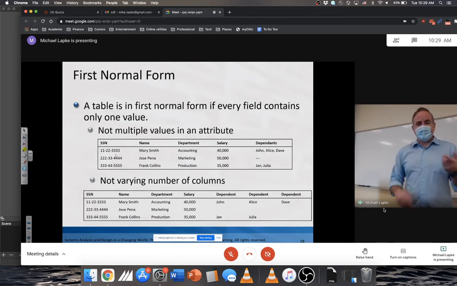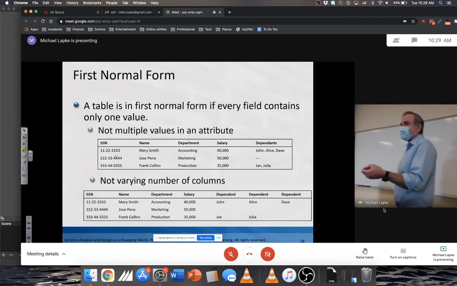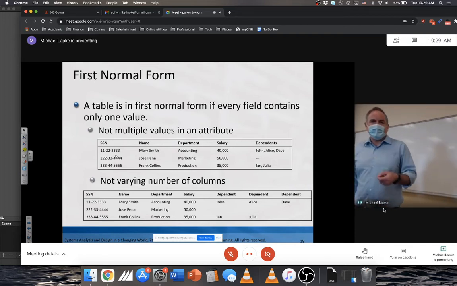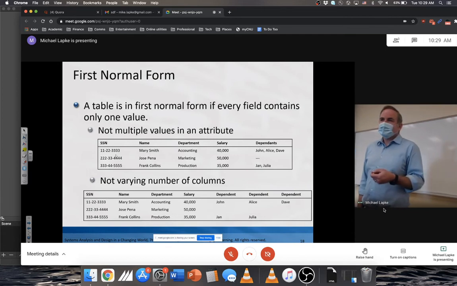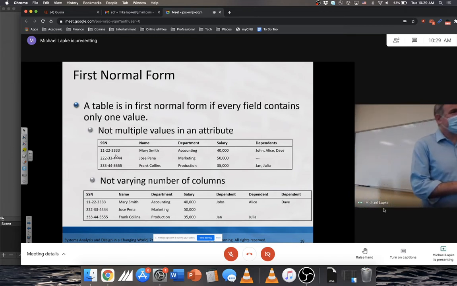So let's look at the first example here. We have Social Security number, name, department, salary, and dependents. The problematic field here is dependents, because you have an unknown number of discrete attribute values that are kind of in a single field, but not really in a single field. John, Alice, and Dave are 3 separate values, but we have them stuck into the single field, so this is not in first normal form.